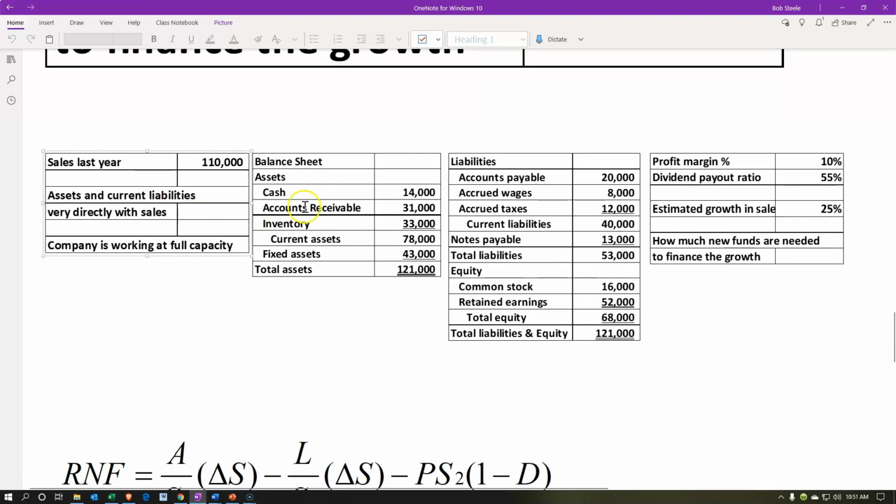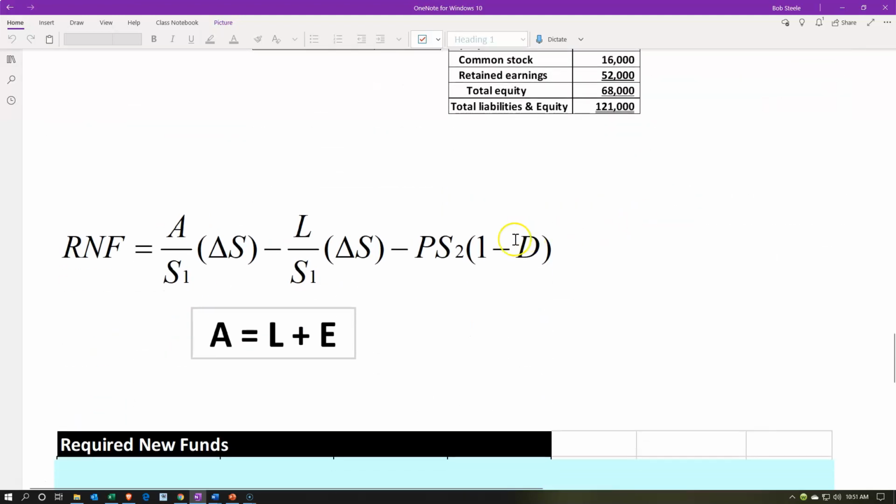We've got a shorter recap of our data here so that we can reference that. This is going to be the formula that we will have, the required new fund formula. In essence, it's going to be assets over the sales for the current year or the prior year, not the forecasted or year two. That's what the 1 stands for. And then multiply times the change in sales. So the sales, subtracting the sales out, one year minus the other.